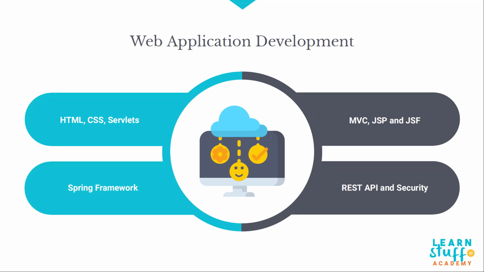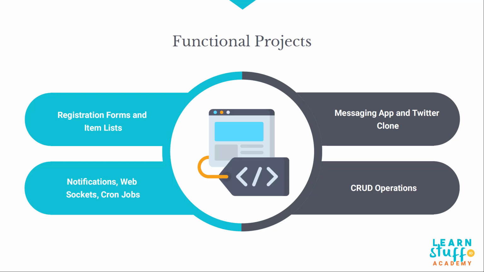Step 6. Functional projects. By this stage, you should have sufficient knowledge to build end-to-end applications using Java. You should try to implement small-sized, but relatively complex projects, making sure you go through all layers of an application from the user interface to the actual database.